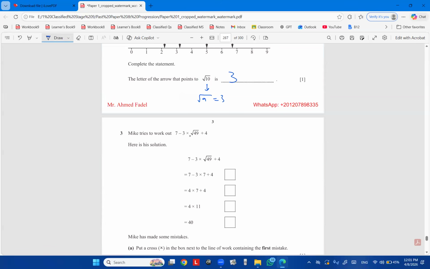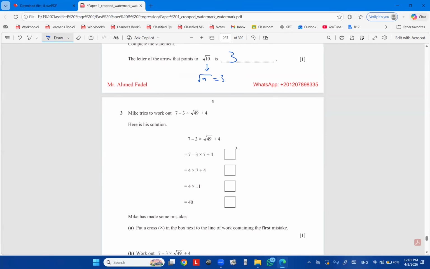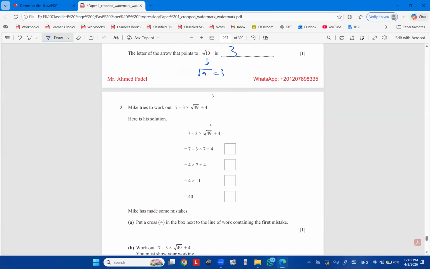Mike tries to work out 7 minus 3 multiplied by square root of 49 plus 4. Here is his solution. There is a mistake that he made. He started with doing the root, square root of 49, which is 7. Perfect, because we're supposed to start with brackets, but we don't have any brackets here. Then exponents or roots. After that, we do multiplication or division in order from left to right. Whatever comes first is done first.